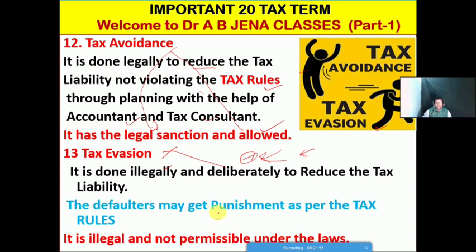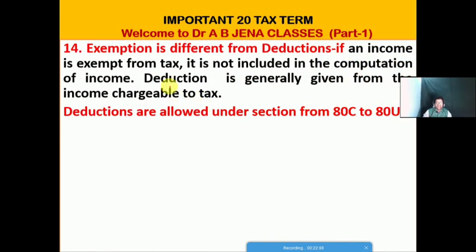income tax laws. Friends, now clear? So tax avoidance is legal and allowed to reduce the tax liability, whereas tax evasion is illegal and punishable. So next one is that exemption is different from deduction.